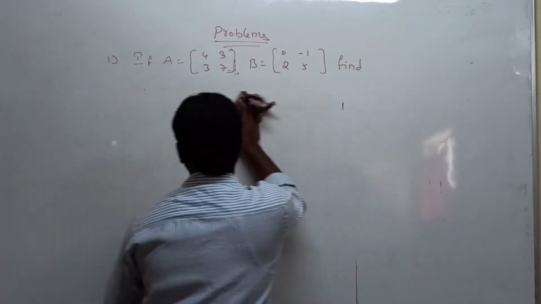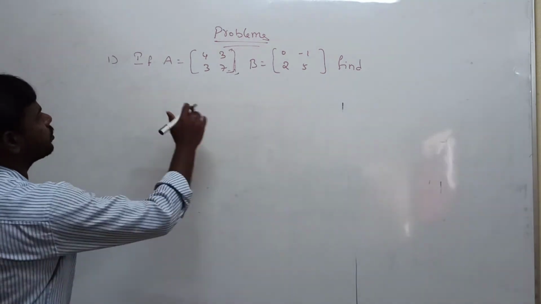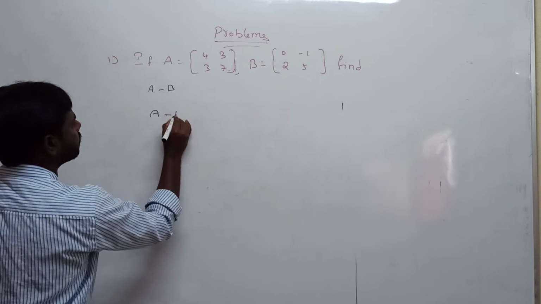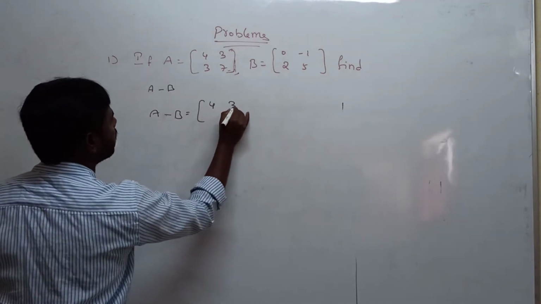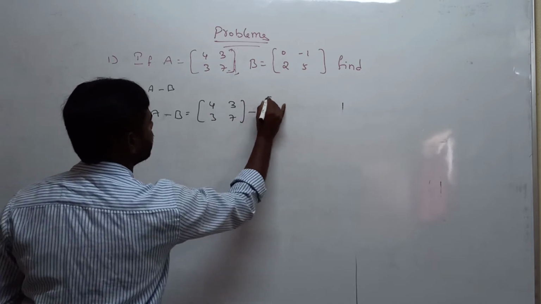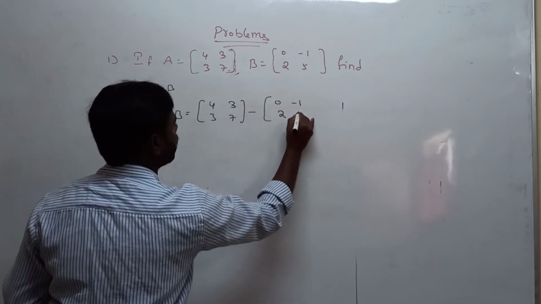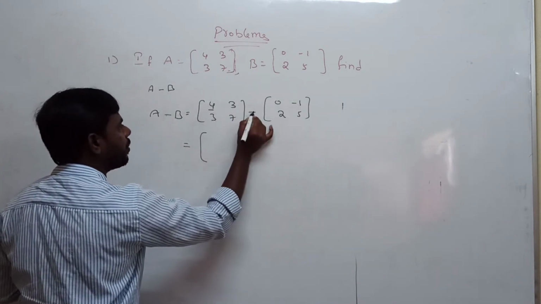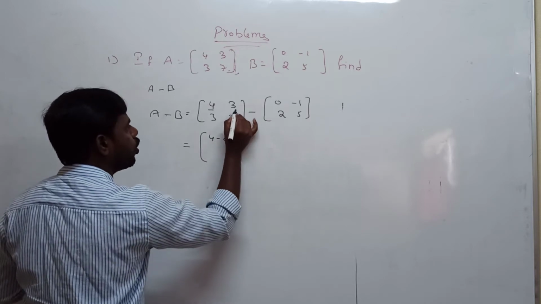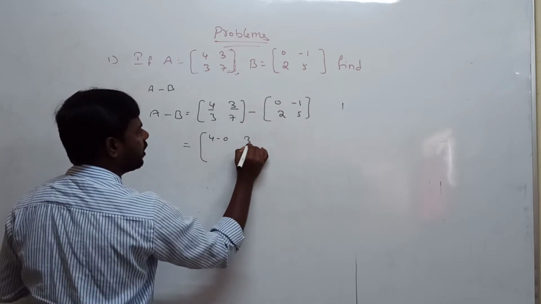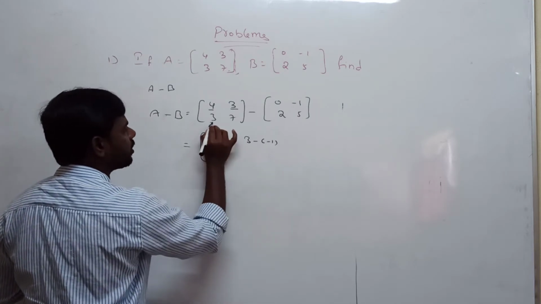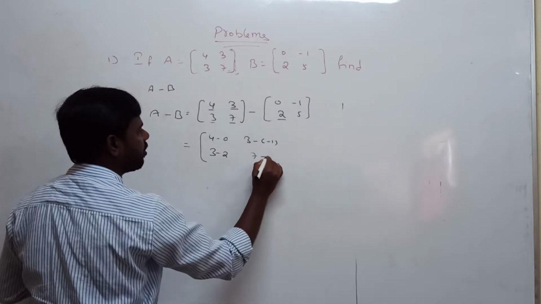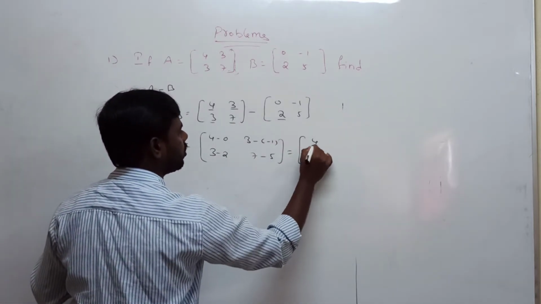In this question they are asking for A minus B. A matrix is [4, 3; 3, 7] minus B matrix [0, -1; 2, 5]. Now subtract the corresponding elements. First element minus first element: 4 minus 0. Second element minus second element: 3 minus (-1). Third element minus third element: 3 minus 2. Fourth element minus fourth element: 7 minus 5.